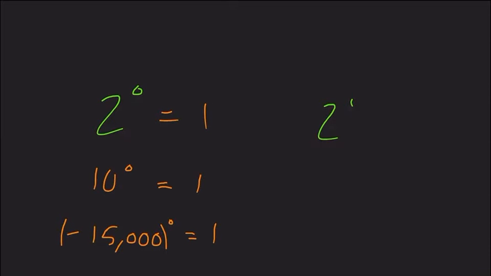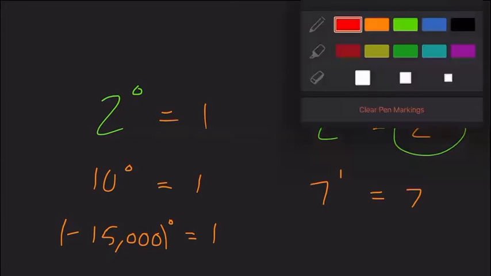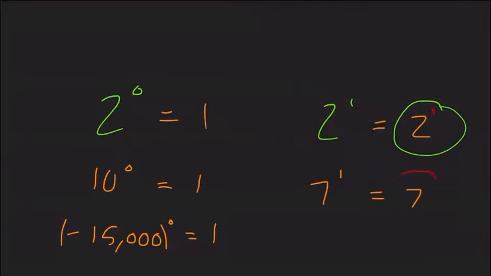And anything raised to the first power is always itself. So 2 to the first power, that's just saying you have 2. 7 to the first power equals 7. It also goes in reverse. If you're just given a number like a 2 and there's no exponent written, now you know that it's actually a 1. Same thing down here. If you're just given a 7, there's no exponent written, you know it's actually a 1. So anything to the 0 power is 1. Anything to the first power is itself.